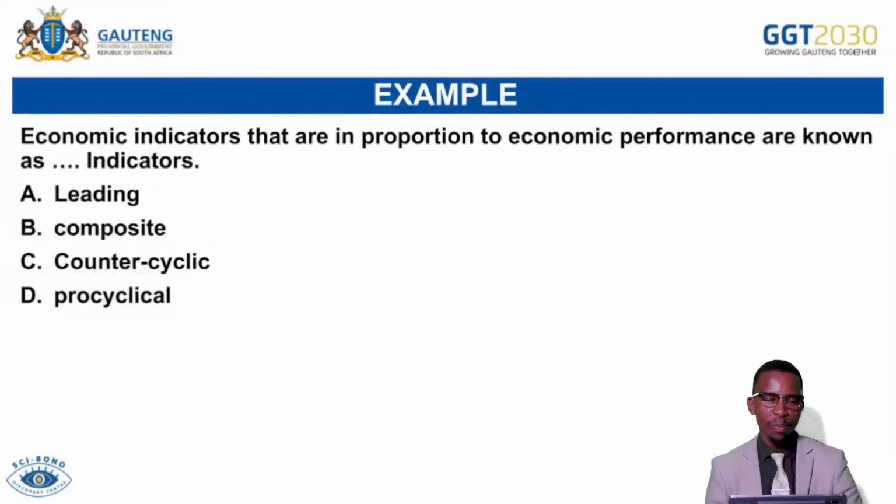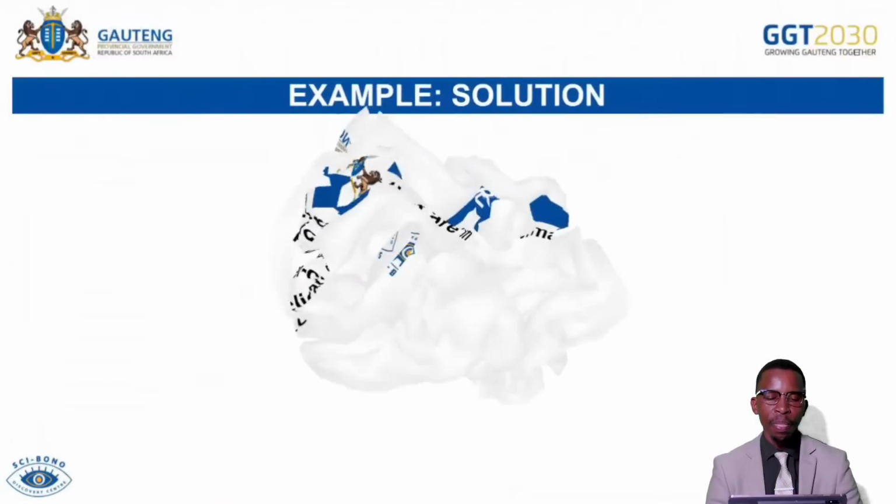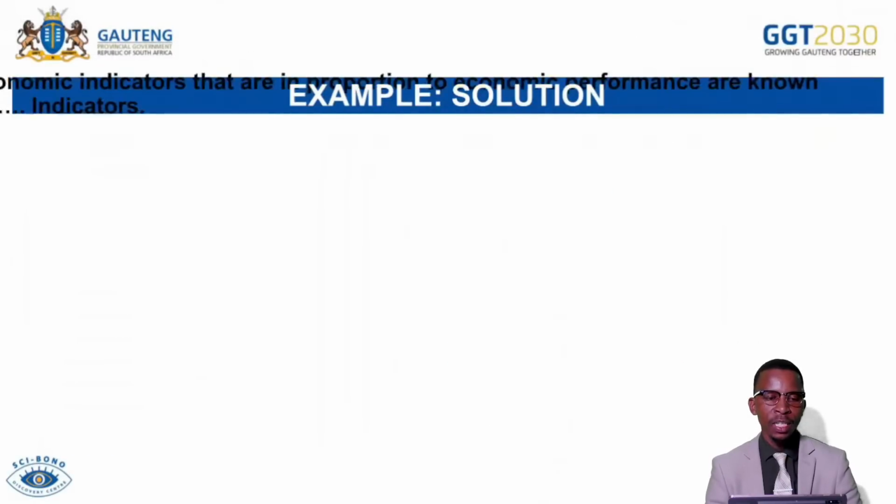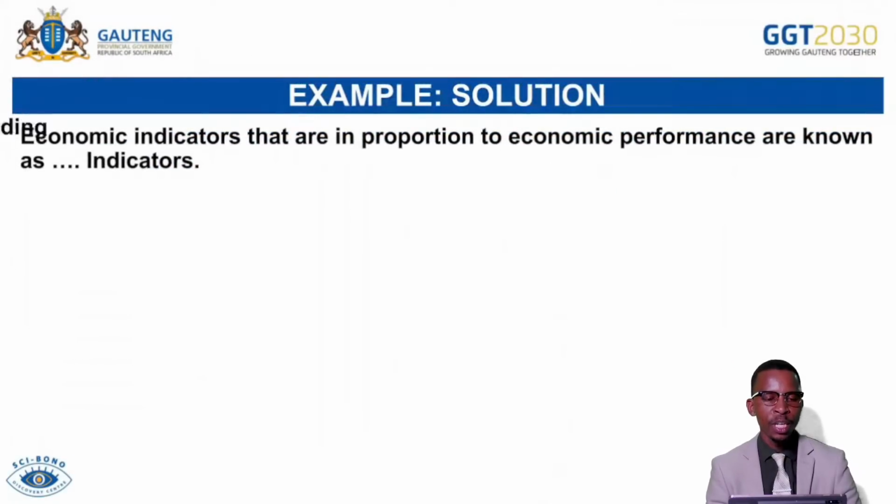Then let's check. The answer will be D, because pro-cyclical indicators are the ones that are in proportion to the economic performance. For instance, the money supply. If the money supply increases, the economy will also increase. So that is a pro-cyclical indicator. And then let's check in there if our D is indeed highlighted in red, meaning it's correct.